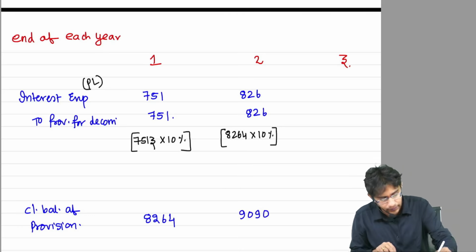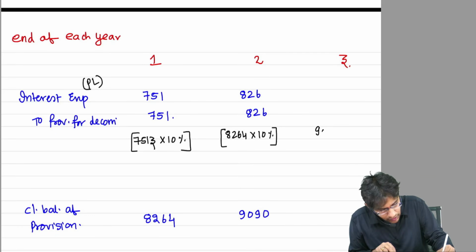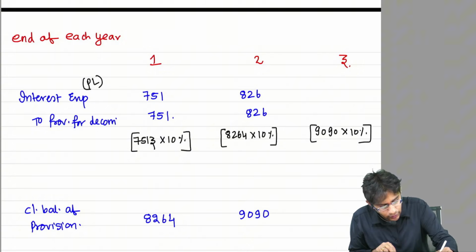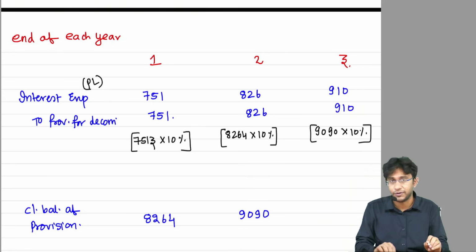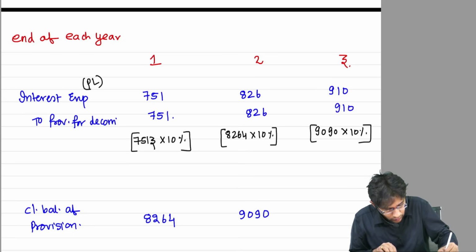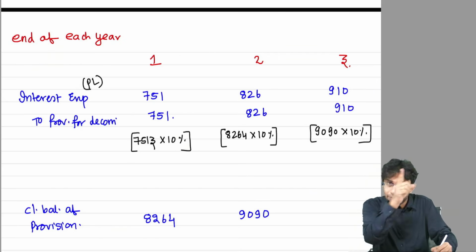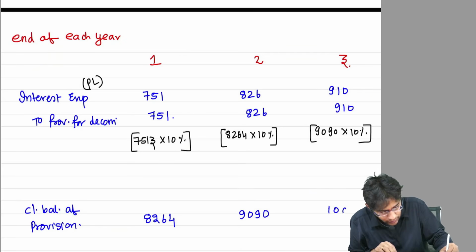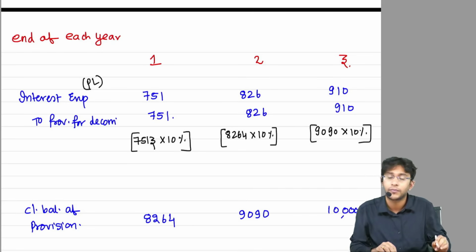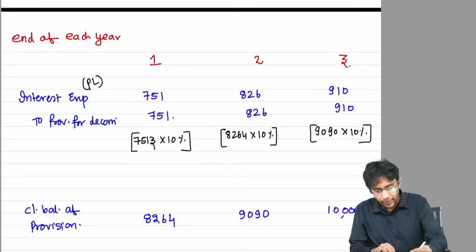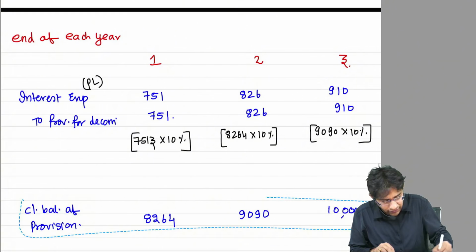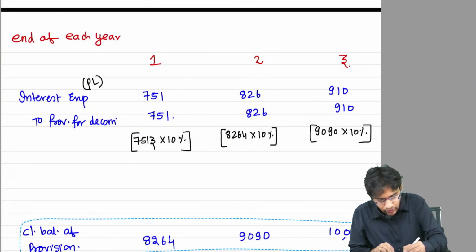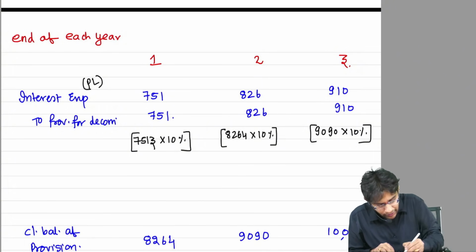In the third year, 9090 into 10%. That's 909. I'm writing it as 910. Small rounding error will be there whenever you use PV factors. So now the closing balance of the provision, 9090 plus 910, will be exactly equal to 10,000 rupees. But at third year ending, I'm actually going to incur this expenditure of 10,000 rupees to remove the asset now. So what I will do now, I will write another entry.